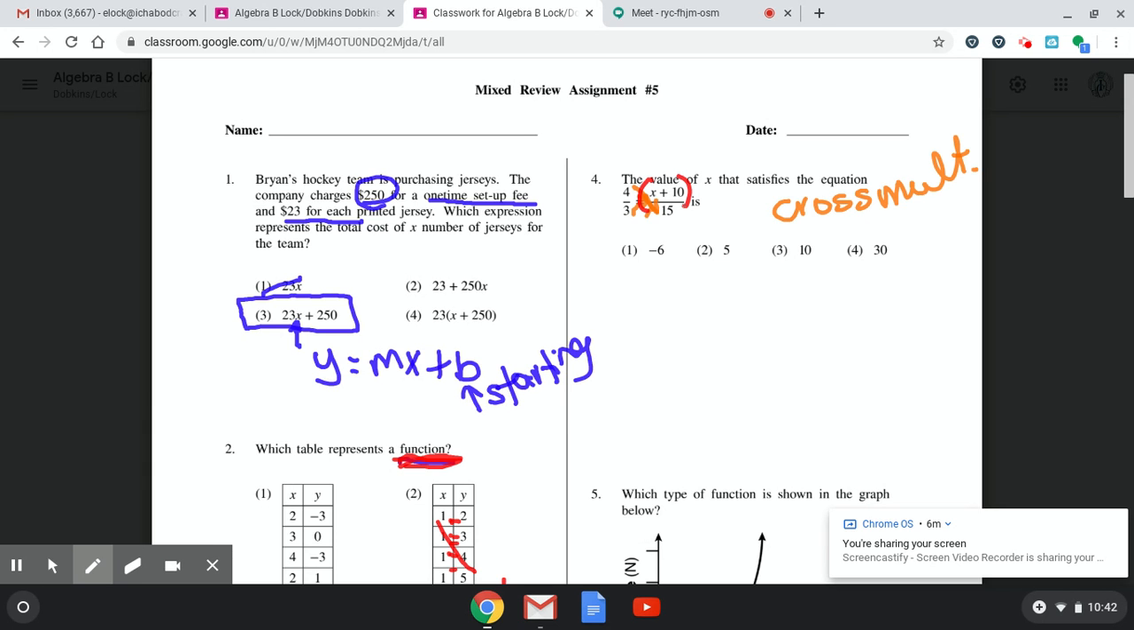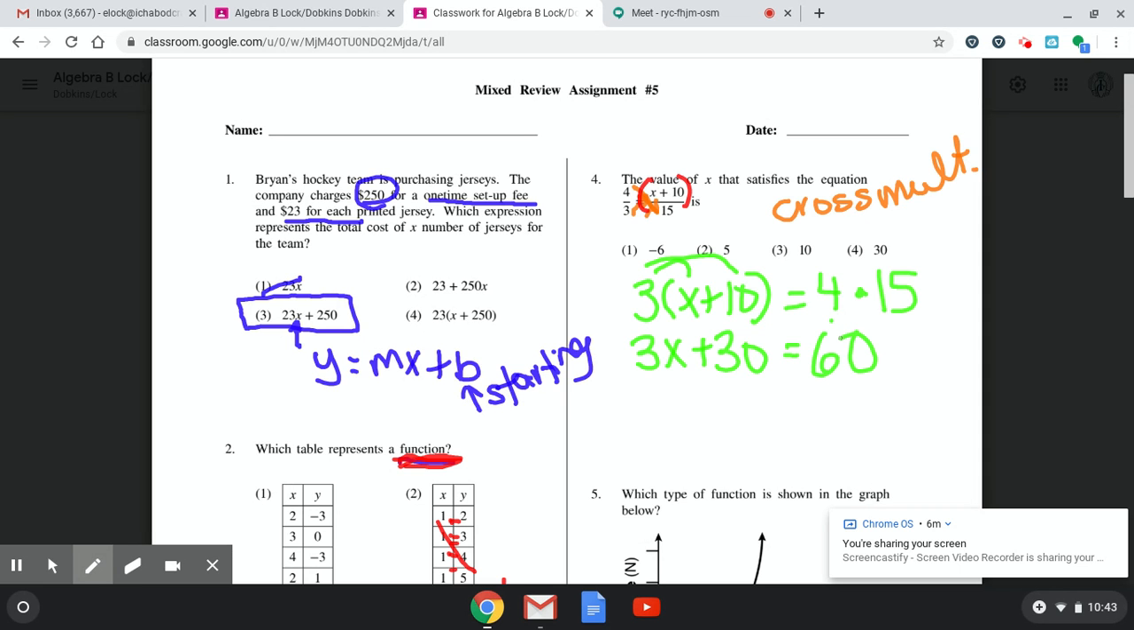Good question. So yeah, see what Mrs. Locke just did. You have to make sure you put it in parentheses. So we got to make it into an equation. So 3 times x plus 10 equals 4 times 15. We're going to distribute that 3 to x and 10. So we get 3x plus 30 equals 4 times 15 is going to give us 60.